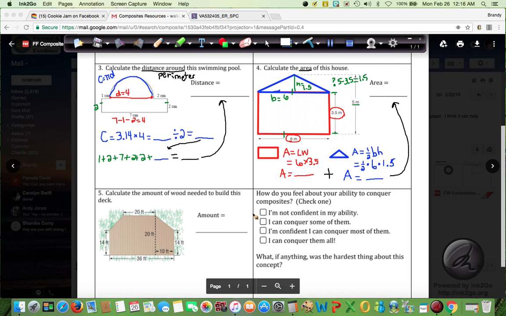All right, I'm moving on to the last one. Go ahead and pause this. Write down information if you don't have it. If you have any questions, raise your hand, and we'll move on.